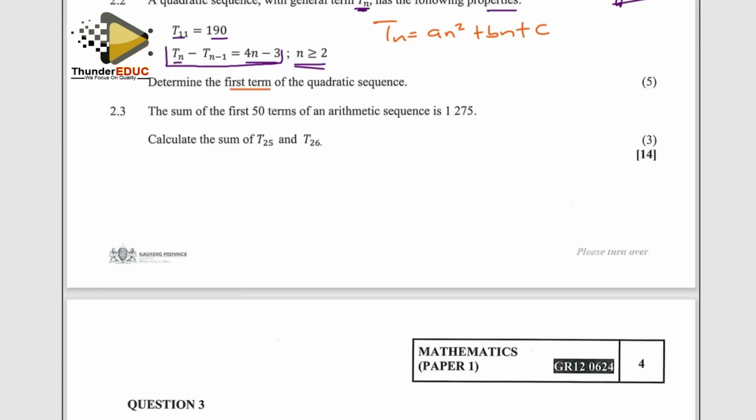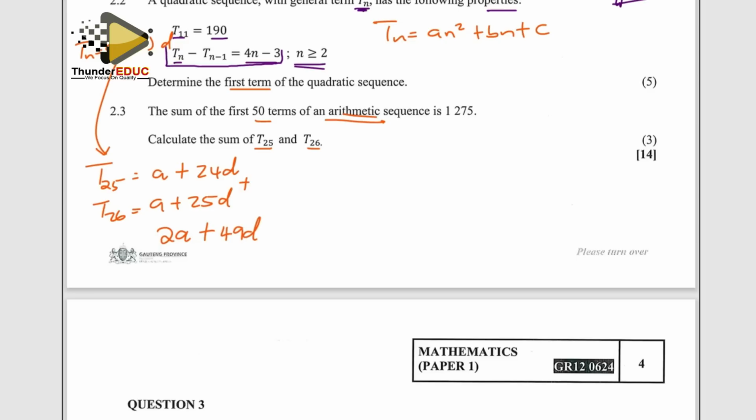Okay, then they're telling us that the sum of the first 50 terms of an arithmetic sequence is 1275. They want us to calculate the sum of T25 and T26. So we know that term 25 is going to be given as a plus 24d. Term number 26 is going to be given as a plus 25d, from the general term of an arithmetic sequence. If I add these two, I'll have 2a plus 49d. I'll just keep this aside.